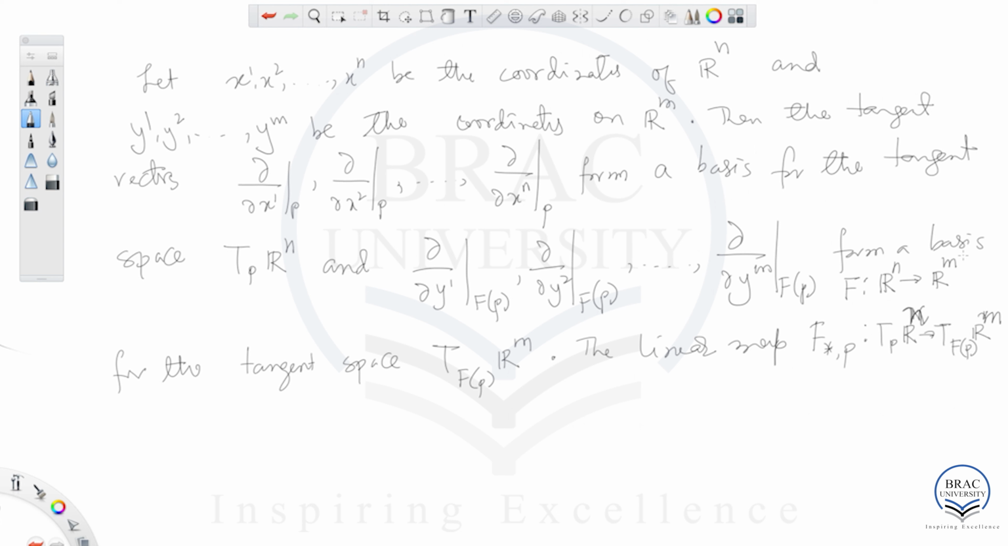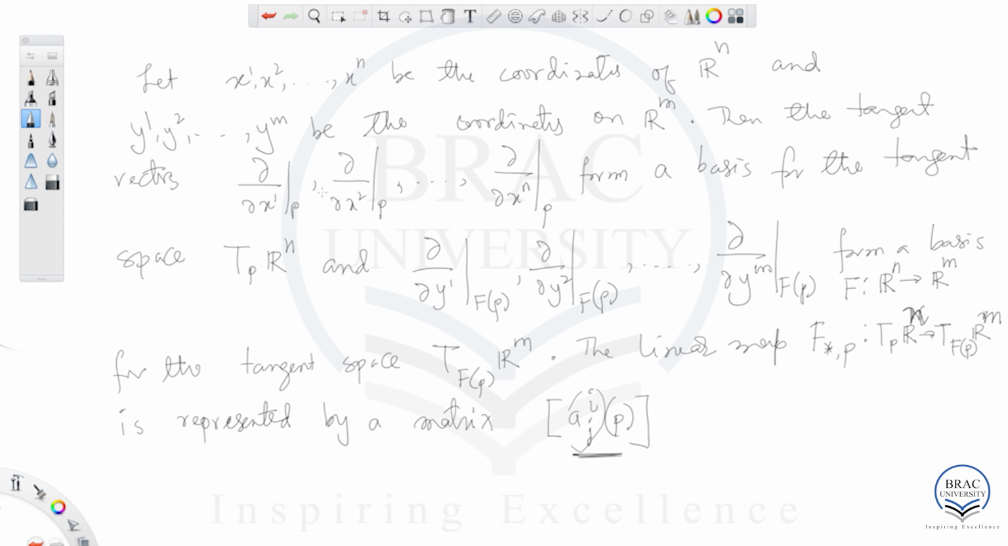Okay. So this linear map is represented by a matrix a^i_j at p. Okay, so these are numbers, the entries of this matrix, a superscript i subscript j at p. These are basically functions, but we are evaluating those functions at the given point p.